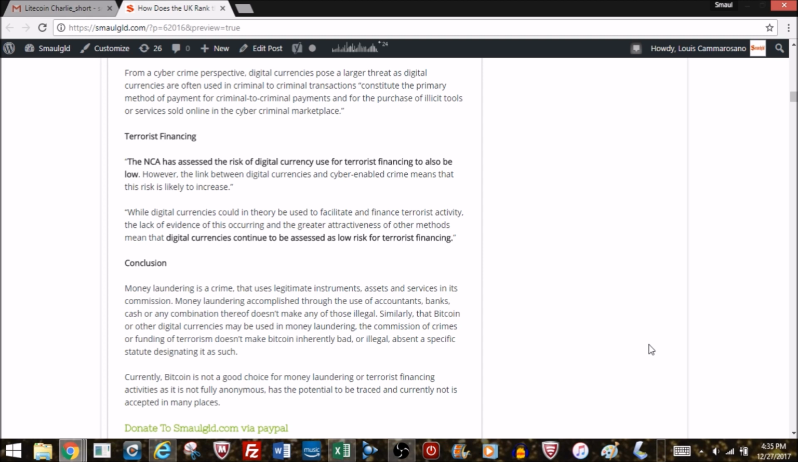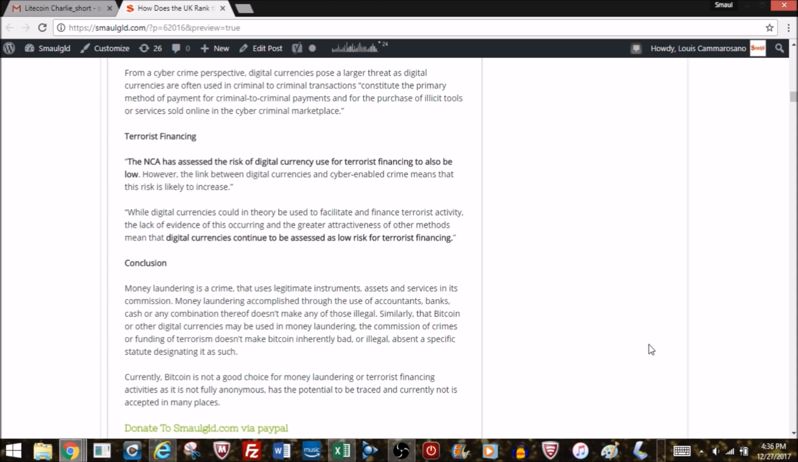Well, I think a lot of people, the anti-Bitcoiners, are barking up the wrong tree in saying that Bitcoin itself is an instrument of money laundering. Money laundering is a crime that uses legitimate instruments, assets, and services in its commission. We saw above, you can use lawyers, you can use accountants, you can use banks. That doesn't make those entities or those individuals in general criminals. It makes the specific actors. Doesn't mean that a bank is illegal, because banks could be used to commit money laundering. Doesn't mean cash is illegal, because cash can be used to commit money laundering.